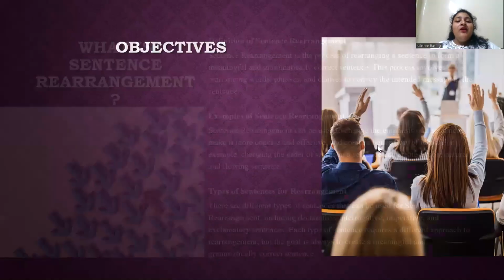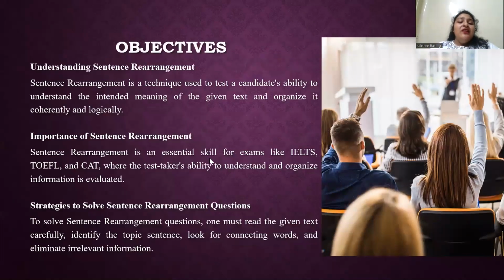So, what are the objectives of sentence rearrangement? First is clarity. Rearrange sentences to improve understanding and reduce ambiguity. Emphasis means changing the word order to emphasize a specific word or idea. Variety: rearrange sentences to create different structures and avoid repetition. Effect: rearrange sentences to create a specific tone, mood, or atmosphere. Style: rearrange sentences to suit a particular style or genre.